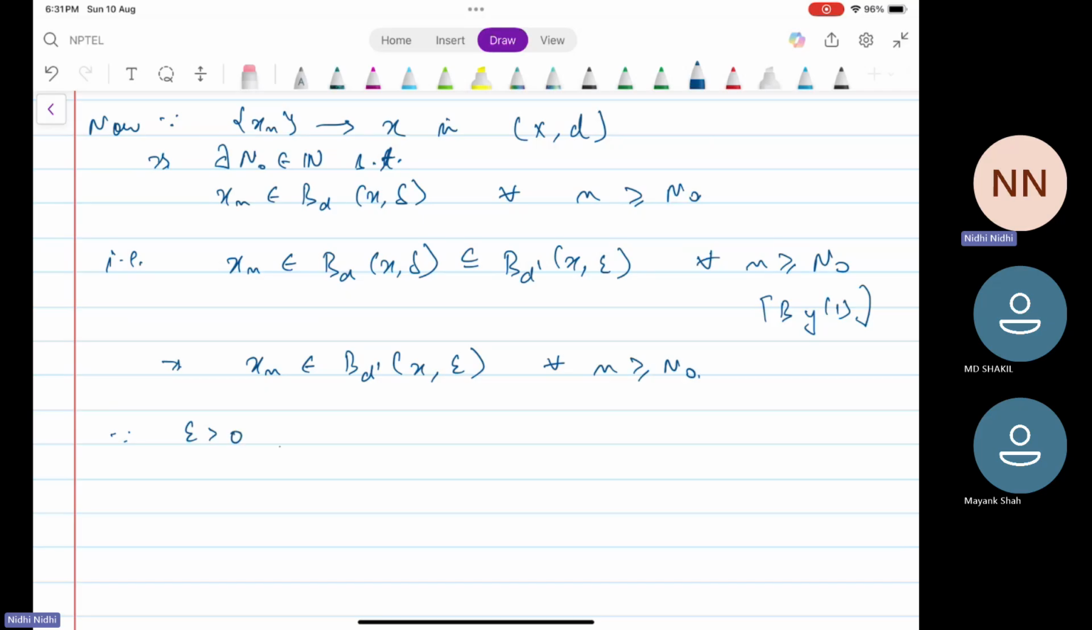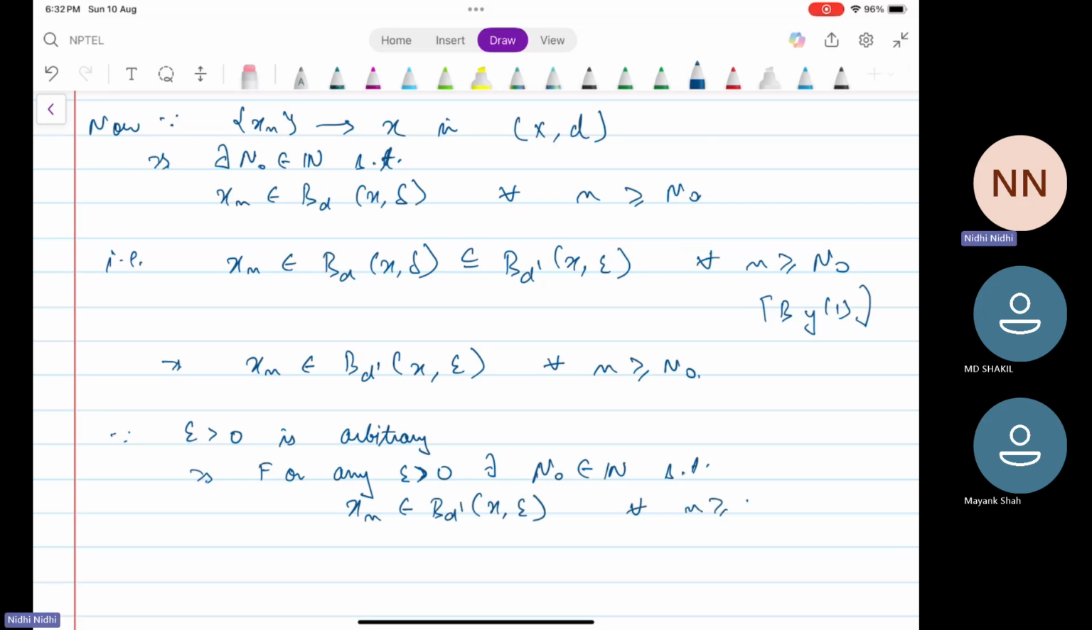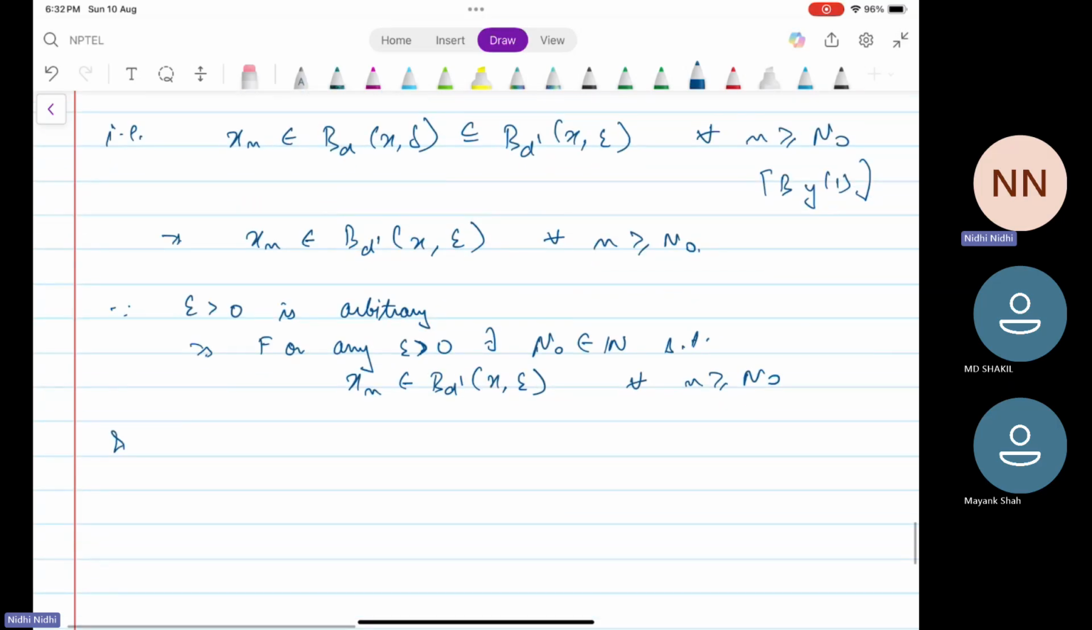Since epsilon positive is arbitrary, we started with some arbitrary epsilon. This implies for any epsilon positive, there exists some n naught, obviously it depends on epsilon, such that Xn belongs to B_D'(X, epsilon) for all n greater than or equal to n naught, and hence by star, Xn converges to X in (X, D').